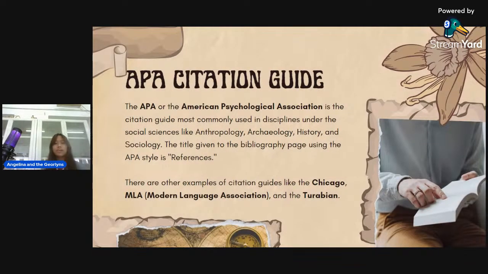APA Citation Guide. The APA, or the American Psychological Association, is the citation guide most commonly used in disciplines under the social sciences like anthropology, archaeology, history, and sociology. The title given to the bibliography page using the APA style is References. So when you do your bibliography, we are mostly going to use APA. Even though you can use MLA, for this we will use APA.